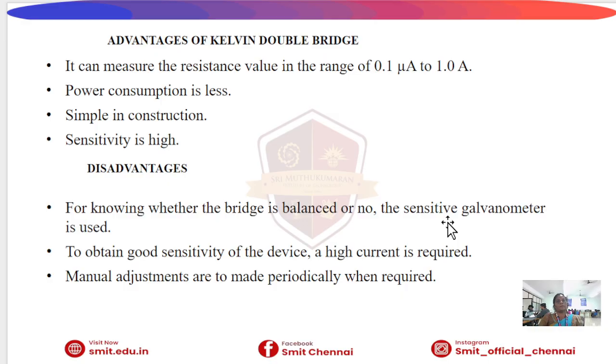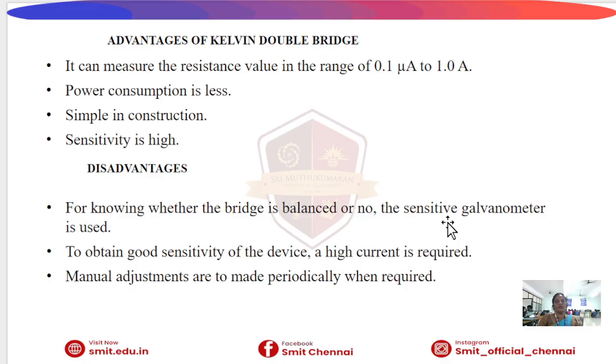Next, we will see about the advantages of Kelvin bridge. The Kelvin double bridge has high sensitivity and high accuracy. It can measure very small resistance values. Power consumption is very less and construction is simple. It is widely used for low resistance measurements.